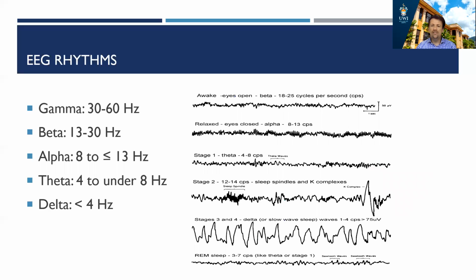And so you can determine what wave is occurring and what part of the brain it's coming from by looking at the frequency of the waves. And this is something you need to practice and be able to do.